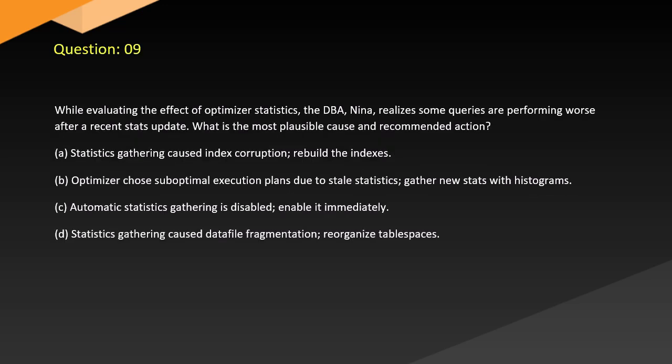Question 9. While evaluating the effect of optimizer statistics, the DBA, Nina, realizes some queries are performing worse after a recent stats update. What is the most plausible cause and recommended action? A. Statistics gathering caused index corruption. Rebuild the indexes. B. Optimizer chose suboptimal execution plans due to stale statistics. Gather new stats with histograms. C. Automatic statistics gathering is disabled. Enable it immediately. D. Statistics gathering caused data file fragmentation. Reorganize tablespaces.